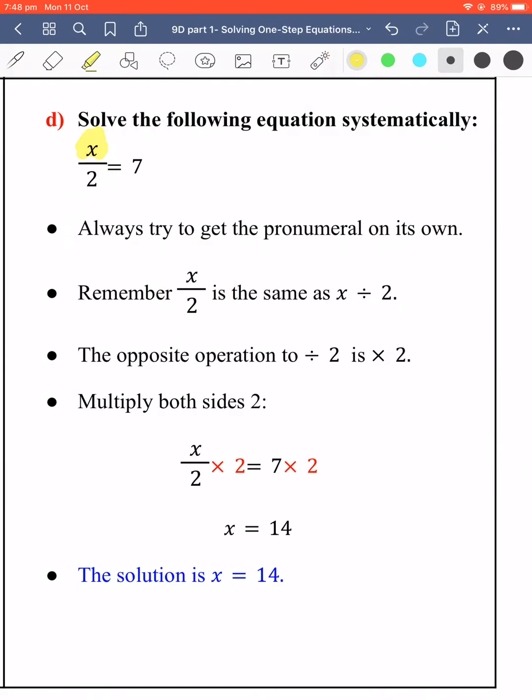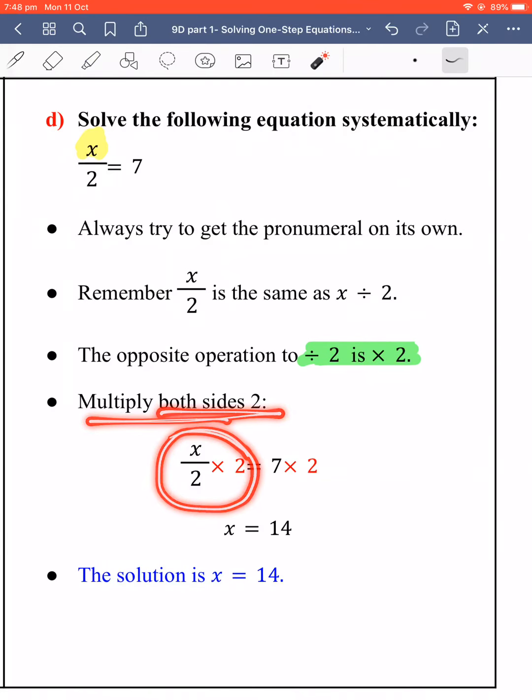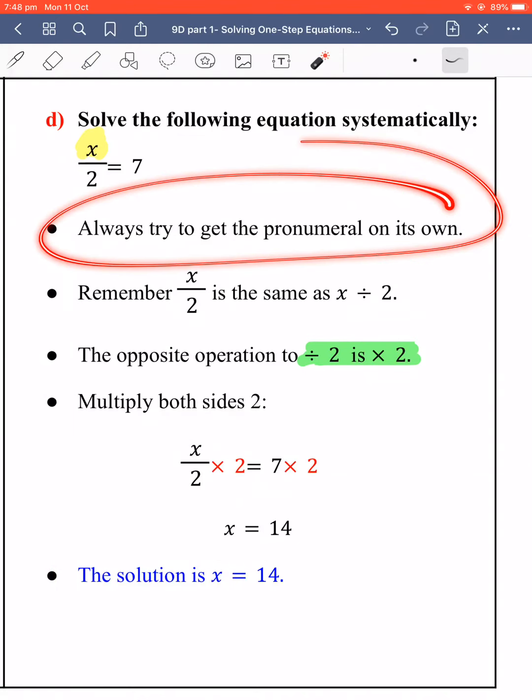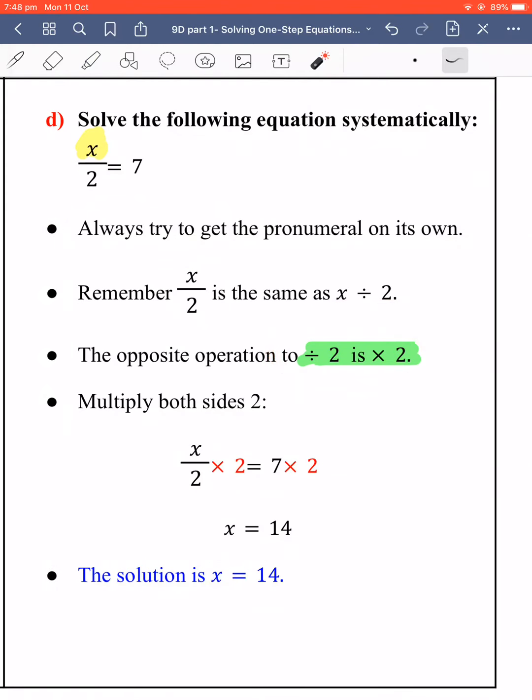So our reverse operation for this one, for divide by 2, we have to then multiply by 2 on both sides. So x over 2 multiplied by 2, these two cancel out, and then I have 7 multiplied by 2 equaling 14 to give my solution of 14. So remember, get the pronumeral by itself, use the opposite operation, apply it to both sides, and then write your solution. Onto your worked examples now.